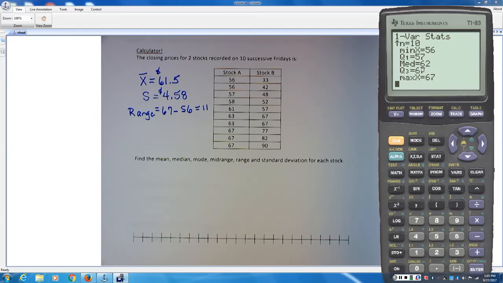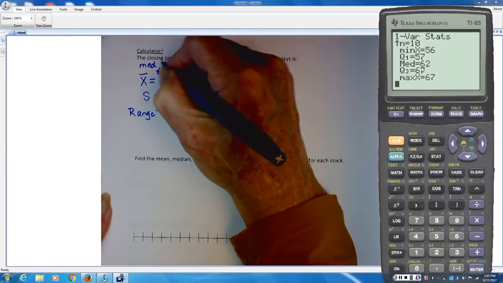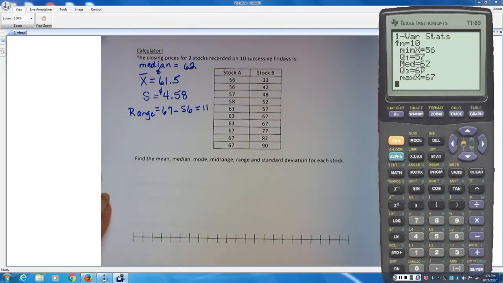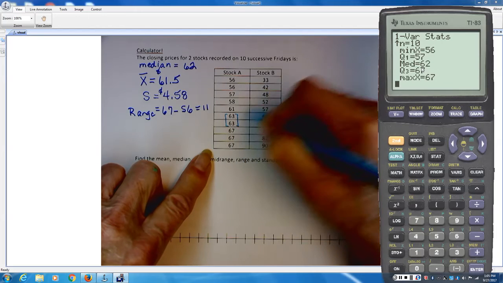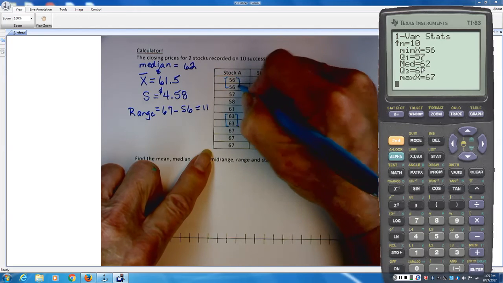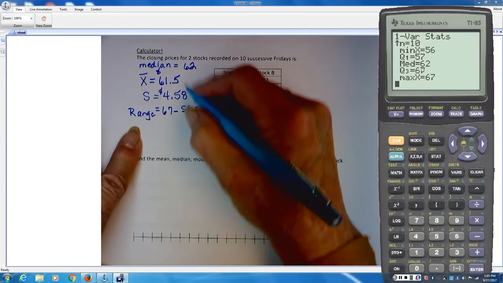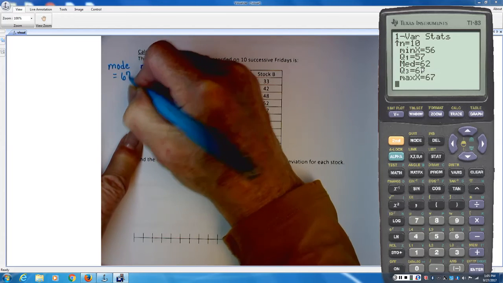And then we're going to notice that the median stock price was 62. Now, we can't find the mode with the calculator. It doesn't help us. But fortunately, these are listed in such a way that we can pretty well see what happened. We see that we have 2 days that it was 63 and 2 days that it was 56. But there's 3 days that it was 67. So the mode is equal to 67.